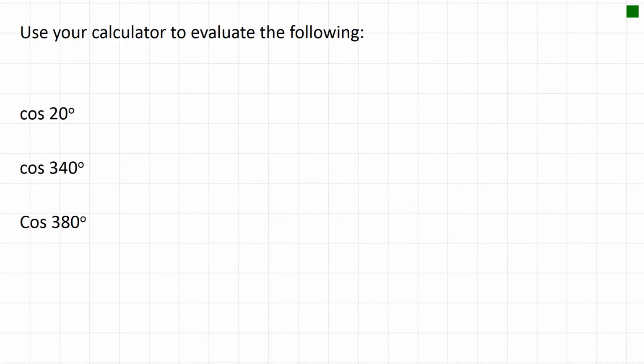So in order to prepare ourselves for solving trig equations, I want to do a little investigation with you. If you can pause the video and use your calculator to find what the cosine is of these three angles. Hopefully, if your calculator is in the correct mode, you will see that each of these is equal to 0.93969, and it goes on and on. So they're all the same.